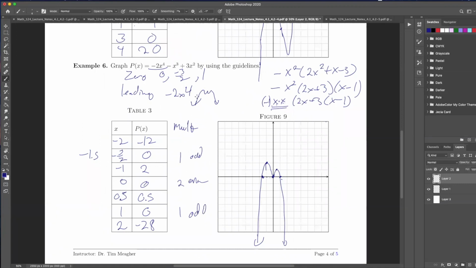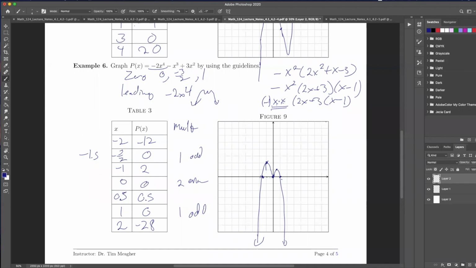And so which way do I know it's going to happen? It's going to start coming in from negative. Here, I hit my odd. I go through, come down. Here I hit my even multiplicity, 0, bounce. And then here I hit my odd and go through. So here's another example of that.